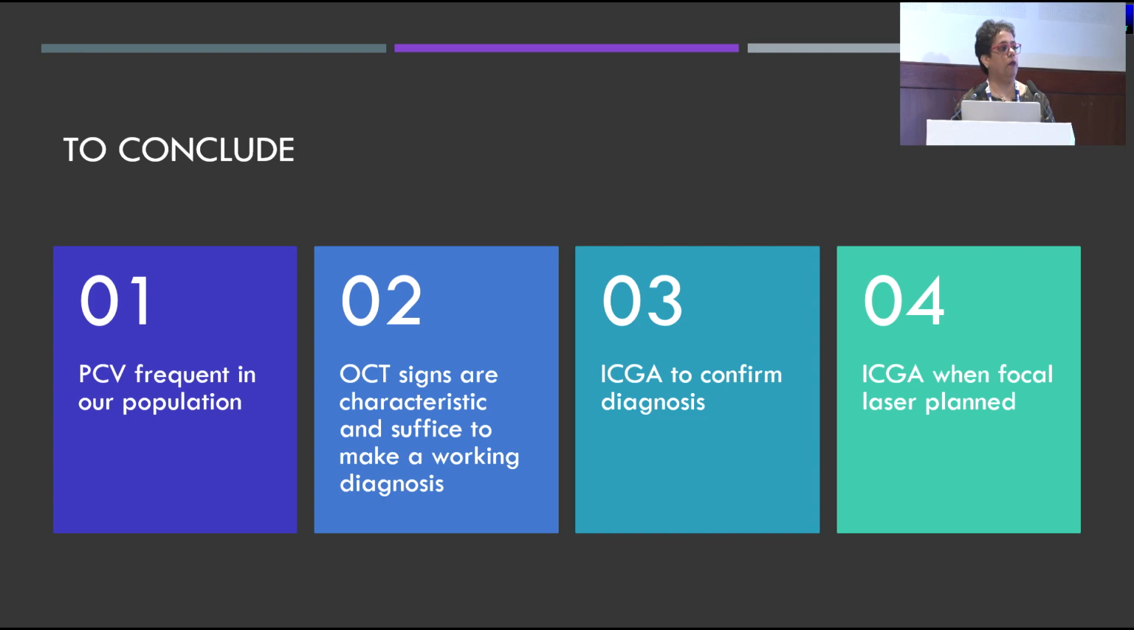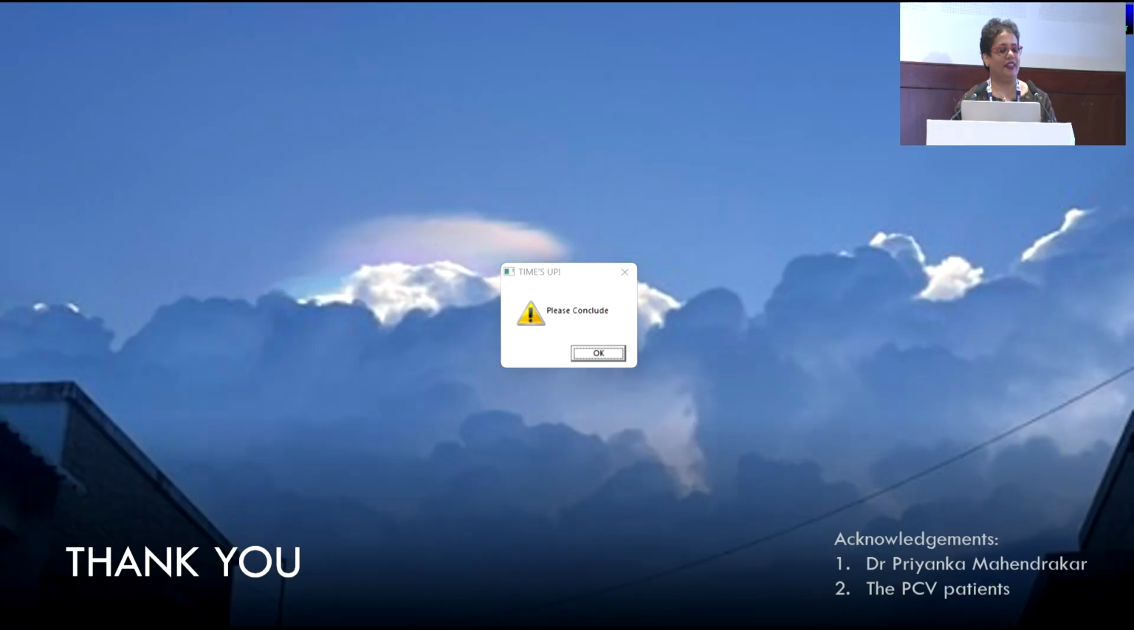So to conclude, polypoidal choroidal vasculopathy is very frequent in our population, and OCT signs may suffice to give you a working diagnosis and manage treatment. ICGA is, of course, very essential to confirm the diagnosis, and for the Indian setting, for when you need to do a focal laser for extrafoveal polyps, since unfortunately only some centers have PDT available in India. Thank you.